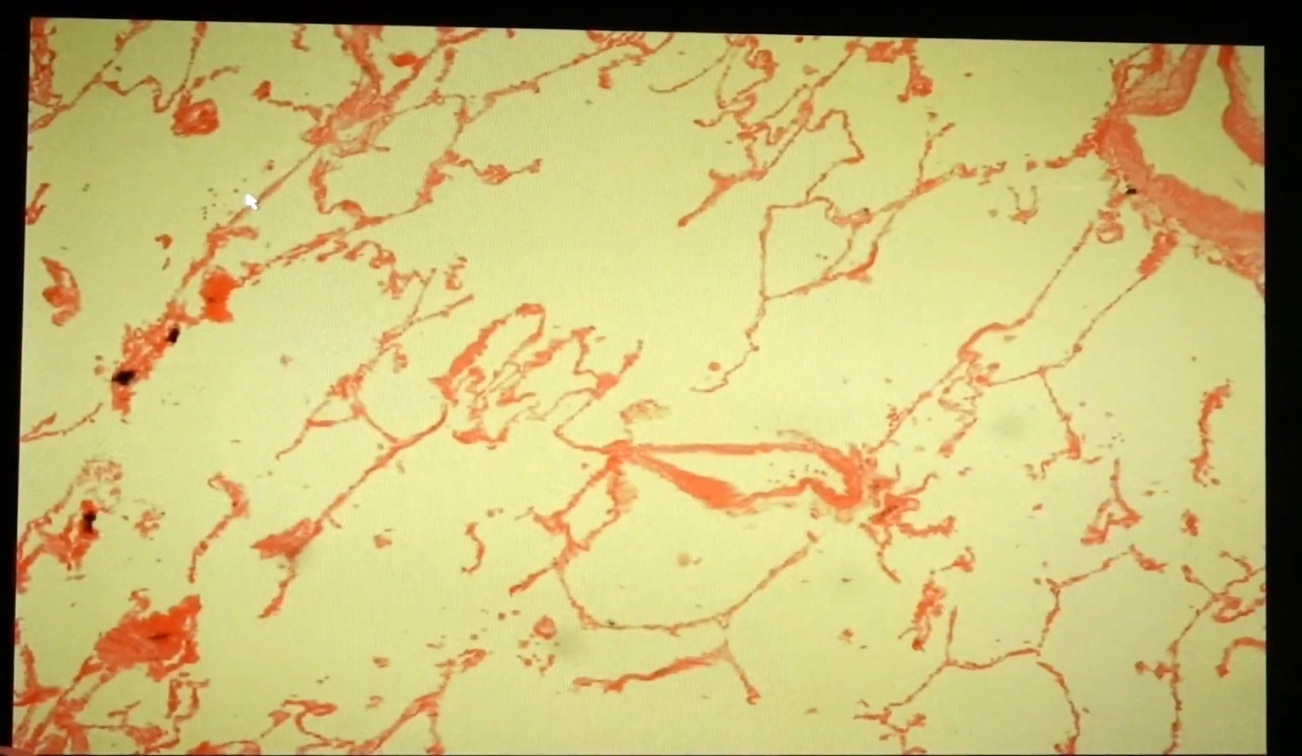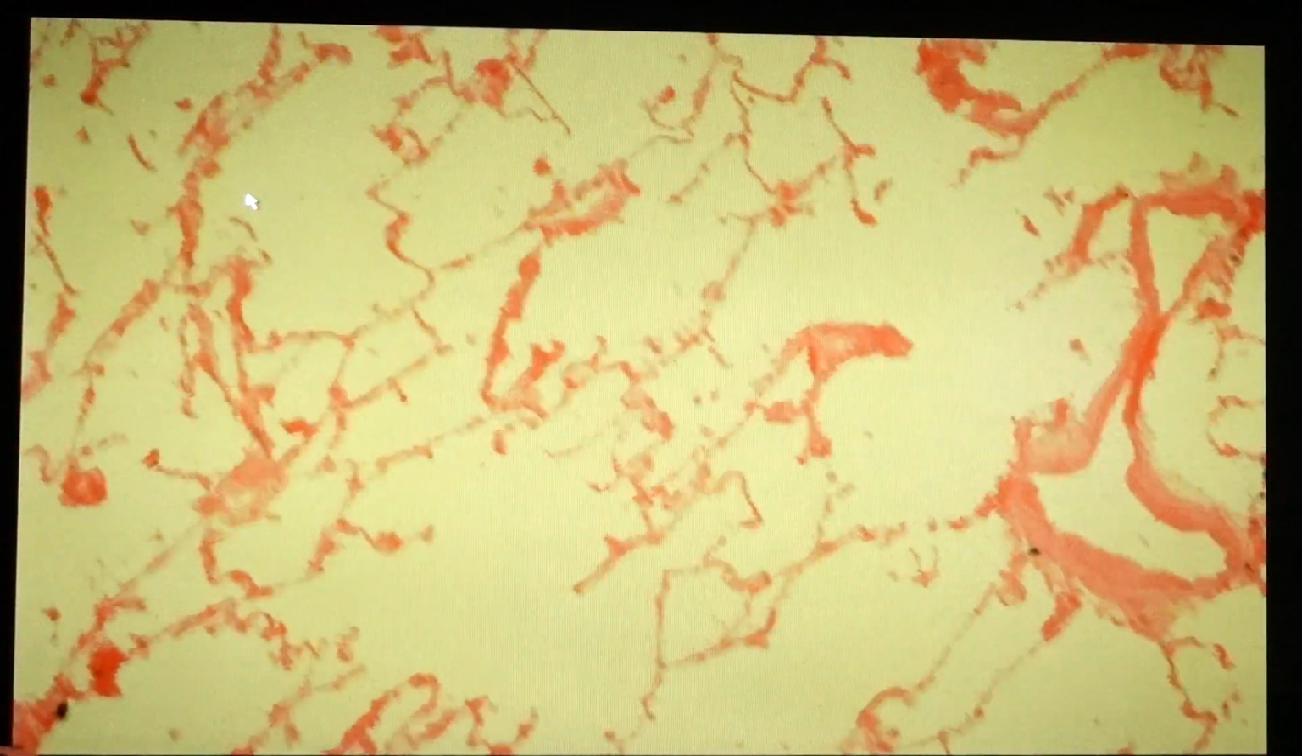Okay, so let us try to look at the alveoli. So the typical alveoli would be lined by what? They are lined by simple columnar epithelium. So when you have simple columnar, they are flat. Okay, so they are flat. So that's simple columnar epithelium.